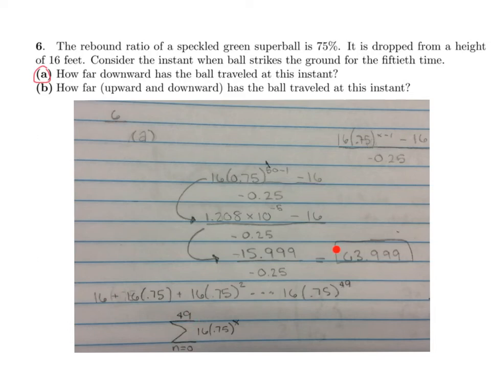Now, it didn't make a huge difference because whether it's the 49th bounce or the 50th bounce or the 51st, it's a really, really small difference. So it's not going to make a huge difference. Your answer is close enough because that 50th term is not going to matter.